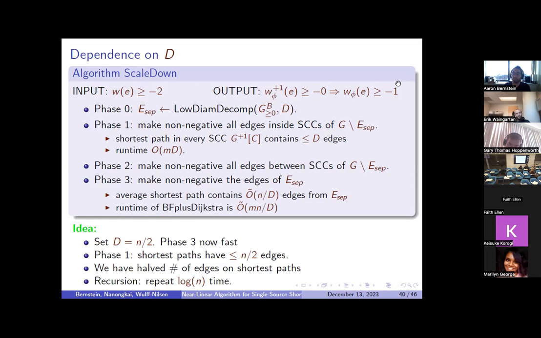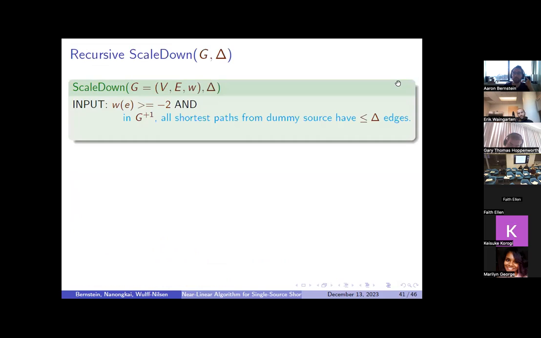So now let me state that more formally. Again, we're going to use recursion, and as we recurse, we're going to reduce the number of edges on the shortest path. And so we're going to need a new parameter to keep track of that. So we're going to use a scale down procedure as before, this main scaling subroutine, but I'm going to add one parameter delta. So the basic goal is the same.